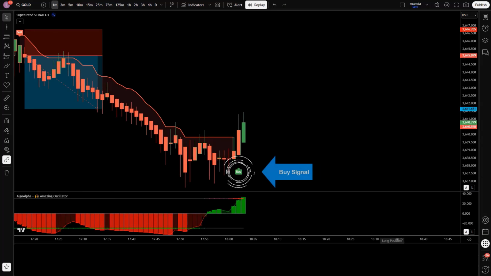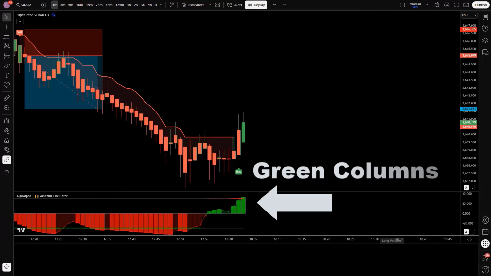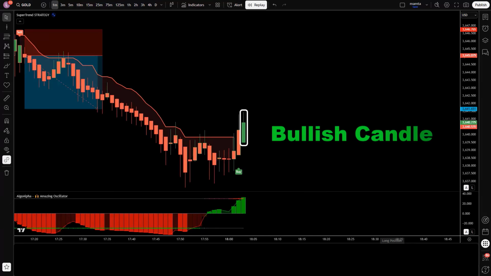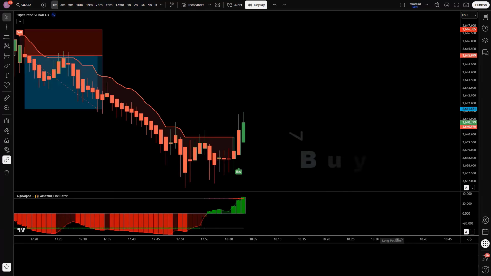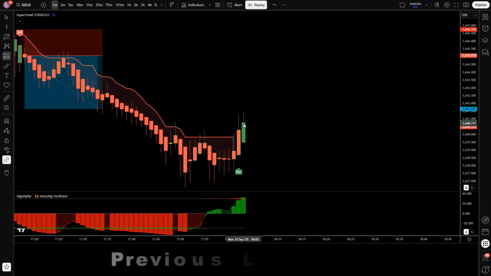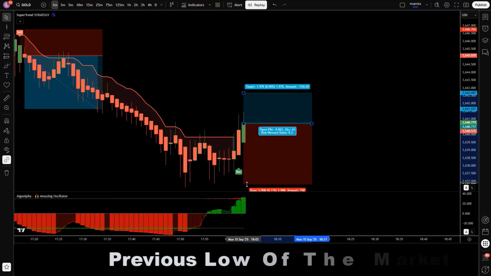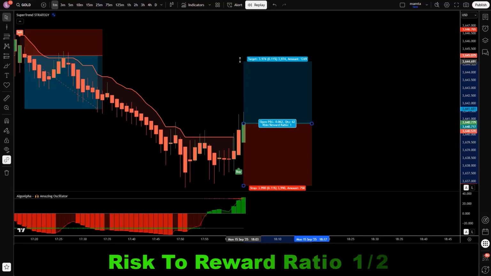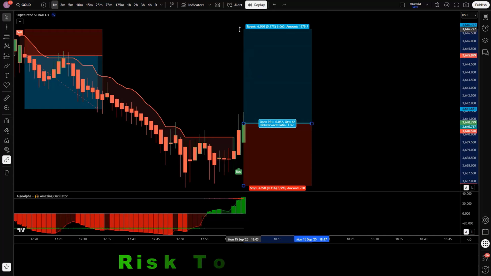When the Supertrend strategy indicator gives us a buy signal, the awesome oscillator indicator should show green color columns, and the market forms a bullish candle. If this condition is fulfilled, then we will place a buy order. Our stop loss is the previous low of the market, and the risk to reward ratio will be 1:2.